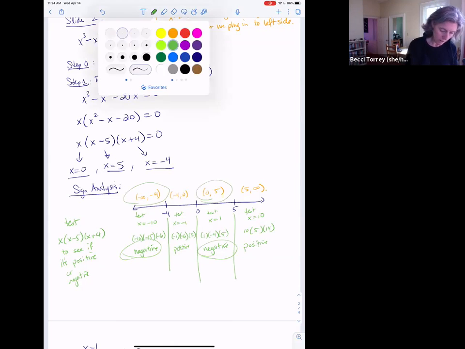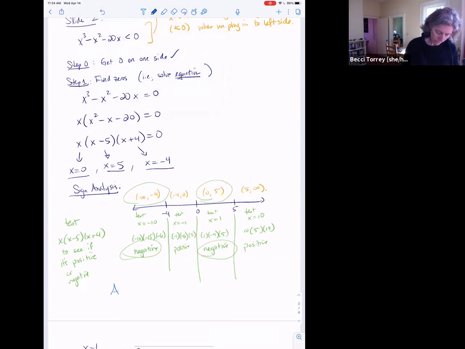So our answer is the x values in the intervals -infinity up to -4. So that means anything less than -4, and anything that's in between 0 and 5.